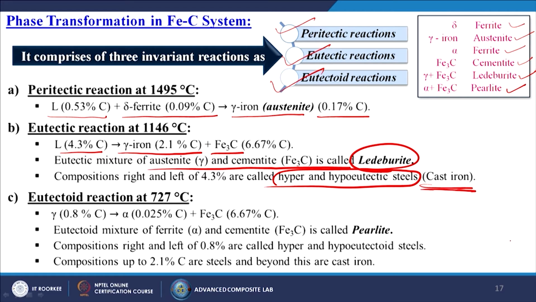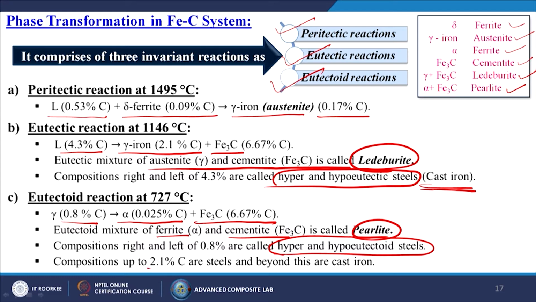Eutectoid reaction at 727 degrees centigrade: gamma with 0.8% C converts into alpha with 0.025% C plus Fe3C with 6.67% C. The eutectoid mixture of ferrite and cementite is called pearlite. Compositions to the right and left of 0.8% are called hyper and hypoeutectoid steels.